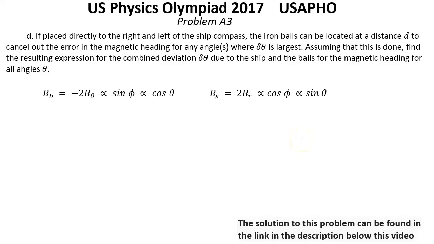Thus, if the field is corrected for the maximum angles, it will necessarily cancel out the induced ship field for all of the angles, so that delta theta equals 0 for all theta. Effectively, this means placing the balls to make KB equal KS. That was the solution for question D, and we have answered all questions for problem A3.